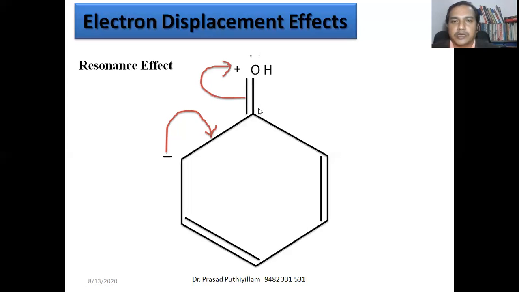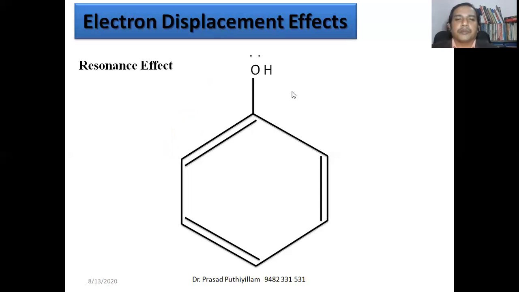The extra electron density due to the pi bond on CO will be moving back, and this positive charge also will be neutralized, and we'll be getting a double bond here. So when you form the double bond, that electron density is gained back by the oxygen. These are the resonance structures of phenol, and they contribute towards the resonance effect. This is a plus R effect, because the electron density is going away from that.